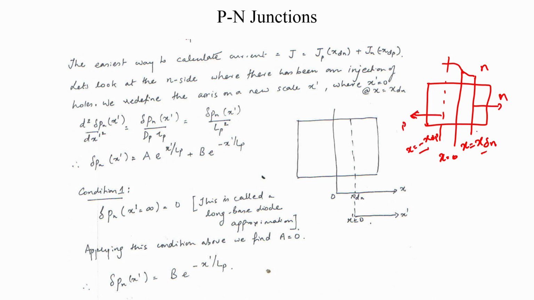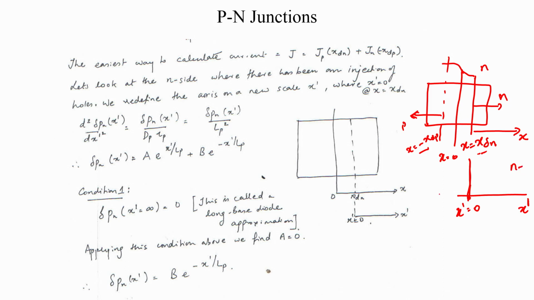So, this was the initial coordinate system, that is my x. But now I want to change it. I am going to create a new coordinate system just to make my mathematics a bit simpler. In that new coordinate system, instead of x I am going to use x prime, or x dash if you like, and mark x dash equal to 0, the origin point, at x equal to x_dn. This is the coordinate system I am going to use only for the N side, not for the P side.